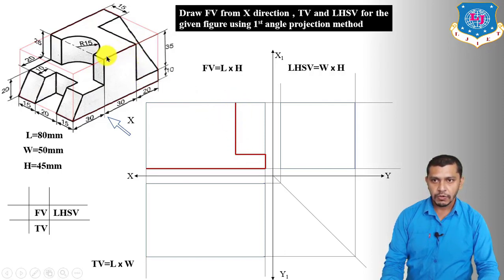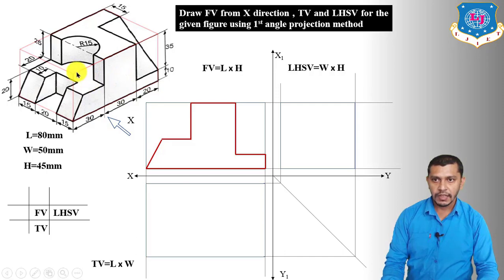Now from this point we have to show this edge having length 30 mm. Draw a horizontal line of 30 mm. Now from this point we have to draw this vertical line which has a length of 25 mm. So draw a vertical line of 25 mm. So we have reached over here. Now we have to draw this line which has a length of 20 mm. So from this point, draw a line of 20 mm. Now connect this corner point to this corner point. We will have the front view of this face.